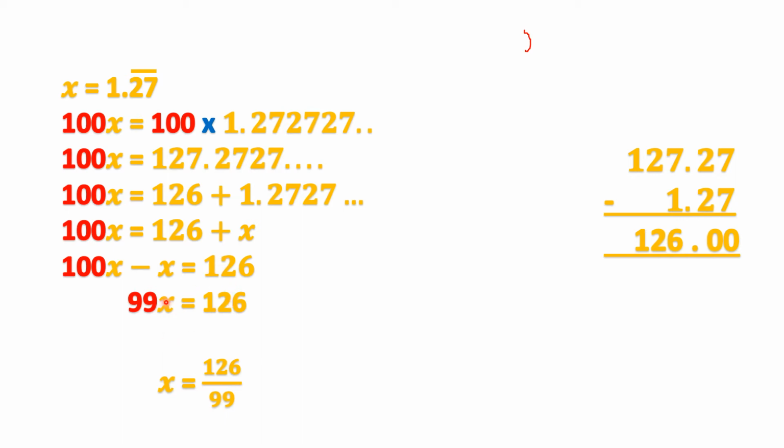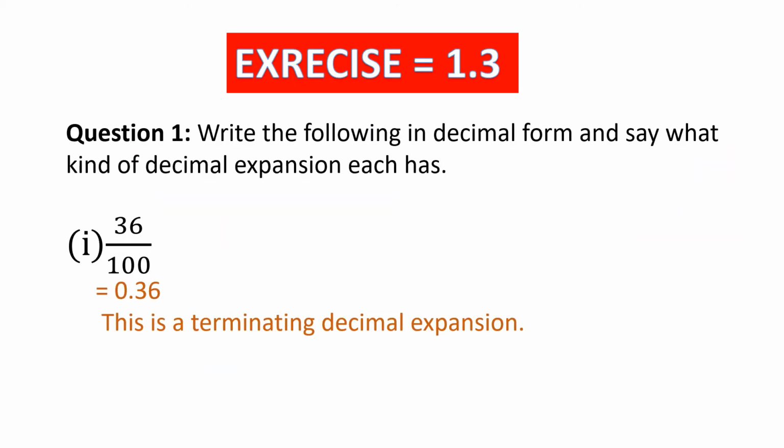Now I need only x, so I keep x at this side. 126 was already there, and 99 is in multiplication with x here, right? Multiplication. But when it comes to the other side of the equal sign, it becomes division. So it becomes 126 divided by 99. So that is our answer. So that means 1.27 bar is actually 126 by 99, right? This one we have seen clearly in the previous video. So now let's go on to the next part.